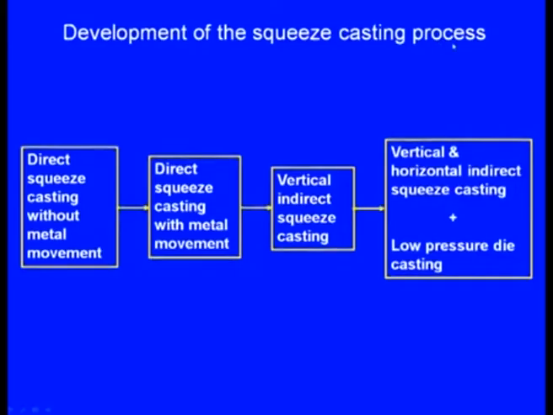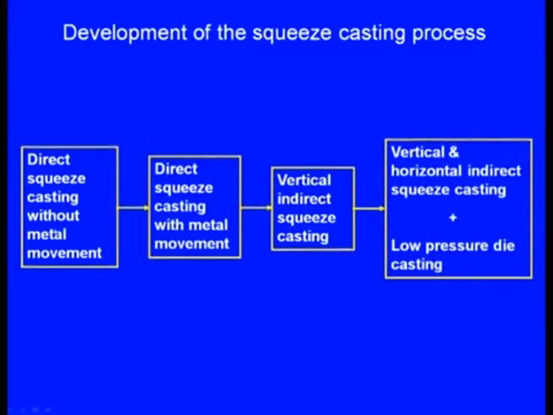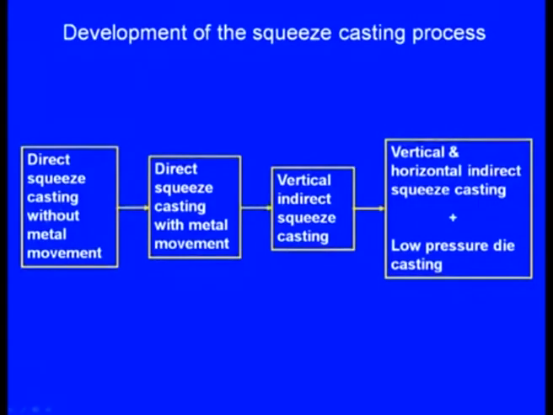Now, development of the squeeze casting process. What are the steps involved? We have seen that there are different types of squeeze casting process. One is the direct squeeze casting without metal movement, or direct squeeze casting with metal movement, and so on. What to use when? We can see here this is the block diagram for the use of the different processes. First we can use the direct squeeze casting without metal movement, which means the ingots or the blocks are made where there is no metal movement.